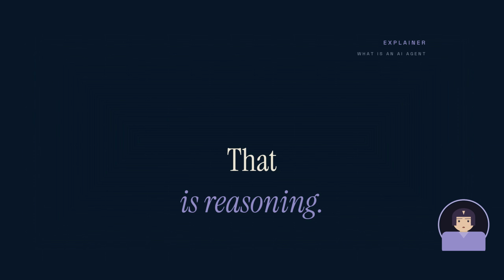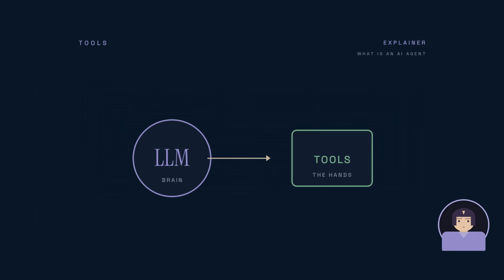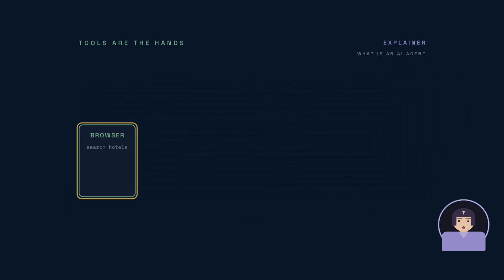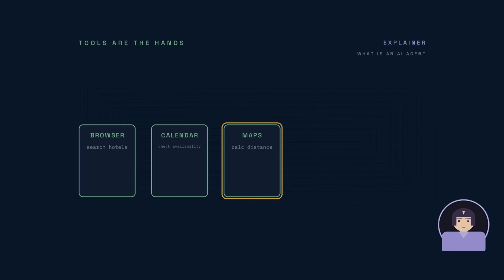For that, the agent needs tools. Think of tools as the hands. A browser can search hotels, a calendar can check availability, maps can calculate distance, a booking system can reserve a room, an email tool can send the confirmation. Now the AI is not only thinking, it can do something.